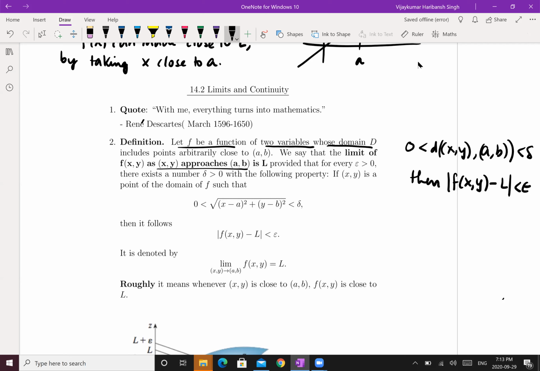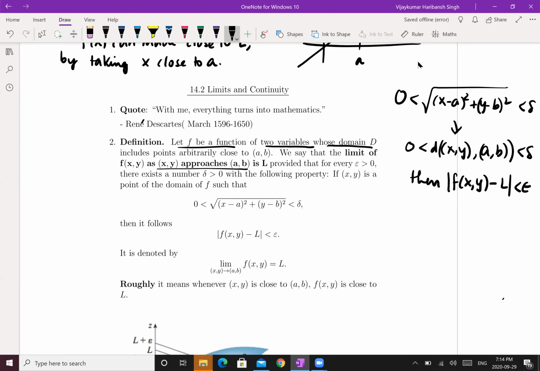So how do we start? We say we can make f of x, y close to L. How close? As close as we want, by finding a delta. The moment we take (x, y) at delta distance from (a, b), then the distance between f of x, y and L is going to be less than epsilon. In the distance formula setup, square root of (x minus a) squared plus (y minus b) squared is less than delta, and greater than 0, implies the absolute value of f of x, y minus L is less than epsilon.